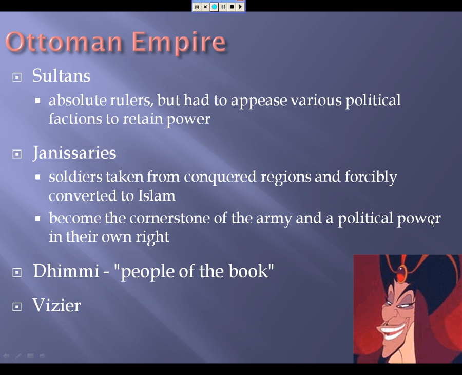3 groups of people you need to know in the Ottoman Empire. The first is the ruler, the sultan. Absolute power. Totally removed from the population most of the time. Lives in a massive palace, lots of servants, absurd wealth.